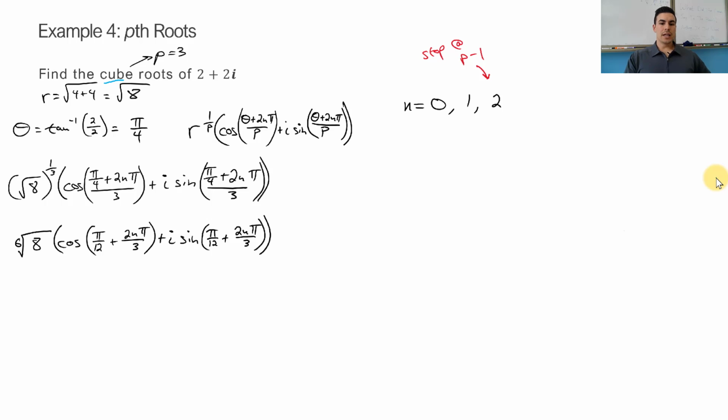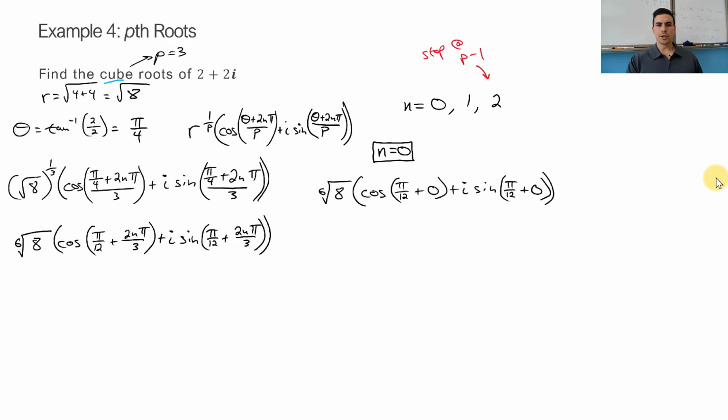So let's go ahead and plug in n equals 0. So I'll have the sixth root of 8 times the cosine of pi over 12 plus 0. Likewise with our i sine term. And that is going to give us 1.366 plus 0.366i. Just plugging in those values and finding decimal approximations.